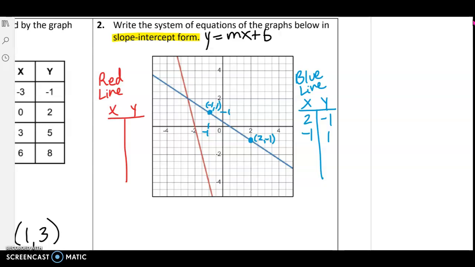Now I'm going to do some points from the red line and make a table for it as well. I only need 2 points in each table. So here is a beautiful one down here at the bottom on the red line. -1 is the x. You can see it right here, -1. And then -4 is the y. And I'm going to put that in my table.